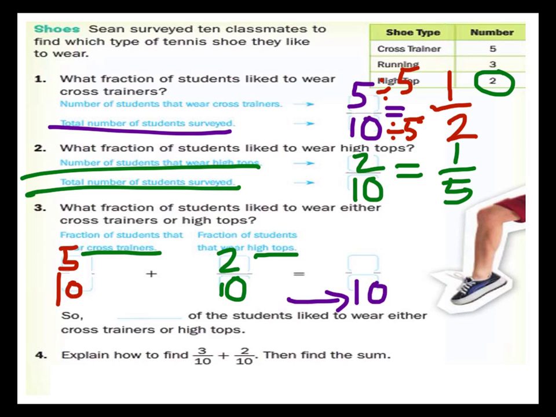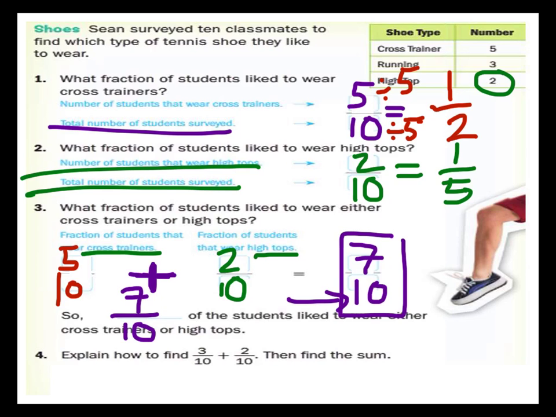All right. Then what would the numerator be in this fraction? Mason. 7. That is correct. How do we get 7? 5 plus 2. Yeah. See, in the middle here is a big old plus sign. Well, it wasn't very big actually. 5 plus the 2 would give you this 7 tenths. Okay. Can we simplify this? No, we would not reduce it. Okay. All right. So 7 tenths of the students liked to wear either cross trainers or high tops.